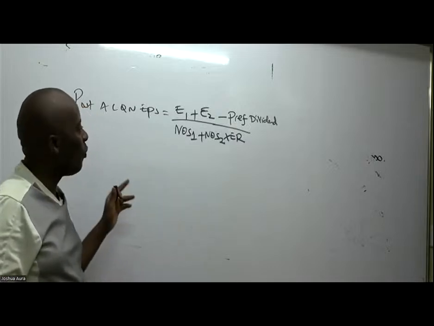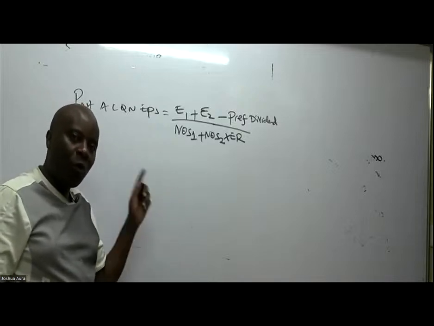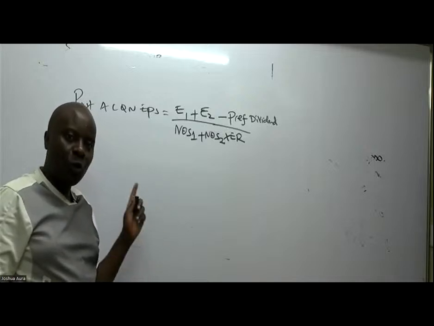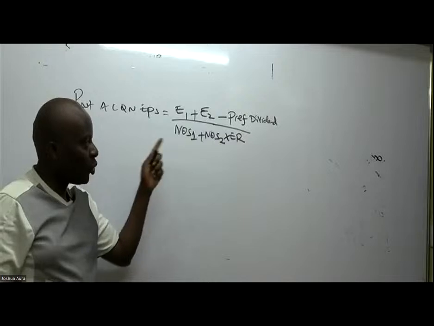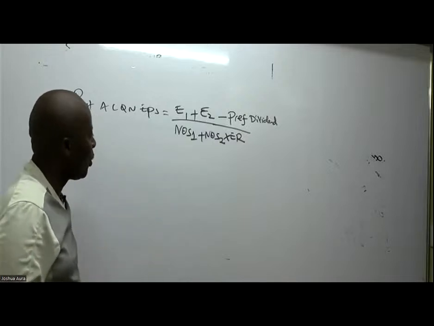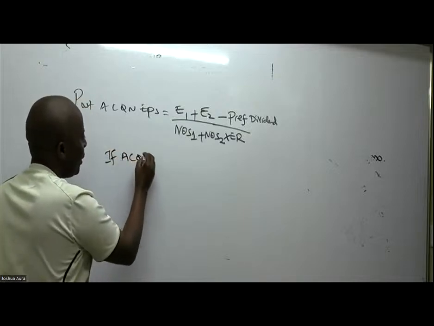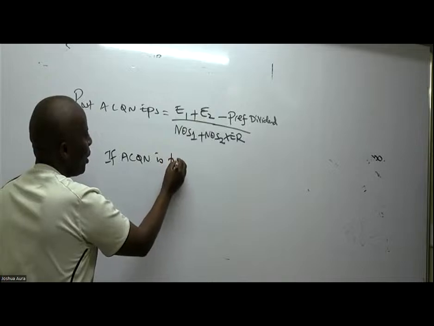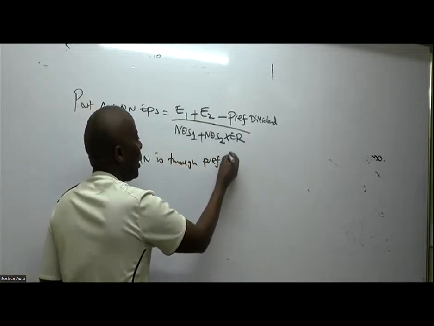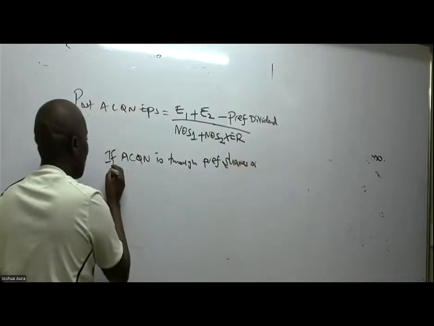So whenever they talk of preference share capital, this is how my formula will be looking like. Very important for you to know this, that we must introduce the preference dividends up there. Then number two, if acquisition is through preference shares or debentures.